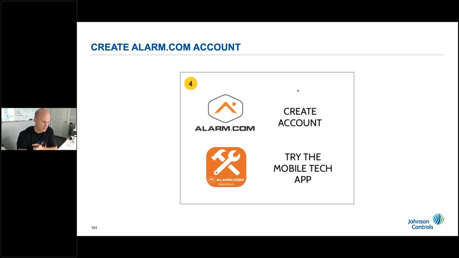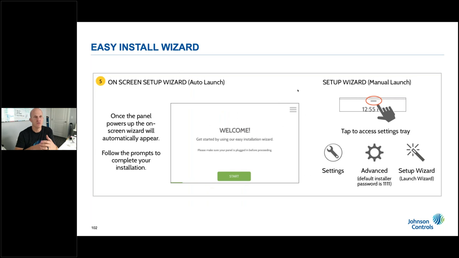And the reason is, as we go through step 5, the easy install wizard, the panel is going to automatically want to run a bunch of tests. It's going to try to activate the cell radio and the dual path, and it's going to try to talk to alarm.com and download your programming templates and do a whole bunch of smart stuff. And if you don't have your alarm.com account created, some of that stuff will fail.